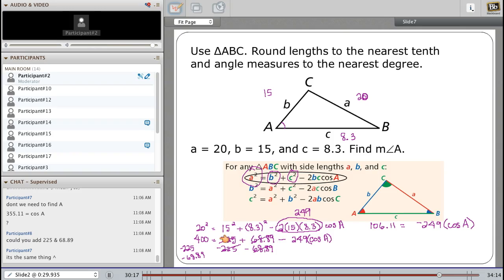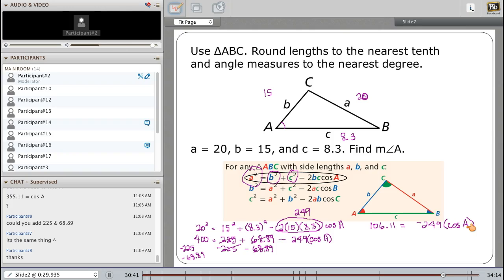These two numbers at the beginning are just constants. They're just numbers, and they're like terms. We can add them together. This one isn't a like term because it has the cosine of A attached to it. Okay? Yes, Tristan, that's true. Yes, you should get 106.11 either way. Just depends on what you're more comfortable with.